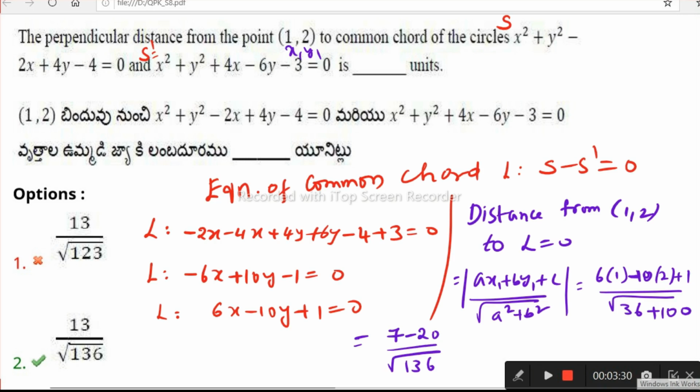Distance is always positive, so we should put it in modulus. So mod of 7 minus 20, that is minus 13 under modulus, gives plus 13 by root 136. This is the distance we need. Yes, it is given clearly in the second option. Right? So simple. First you have to know the common chord equation, that is simply the radical axis, and then you have to recollect the perpendicular distance formula. Clear? Now look forward to the next questions.